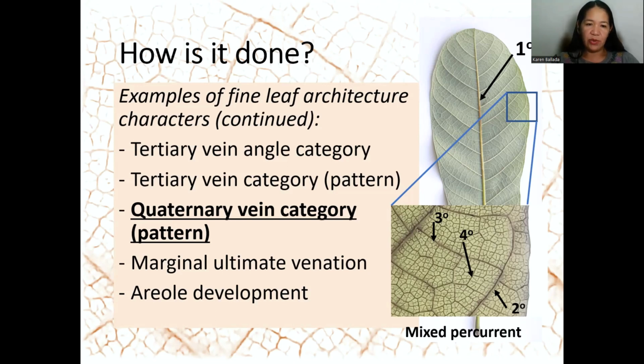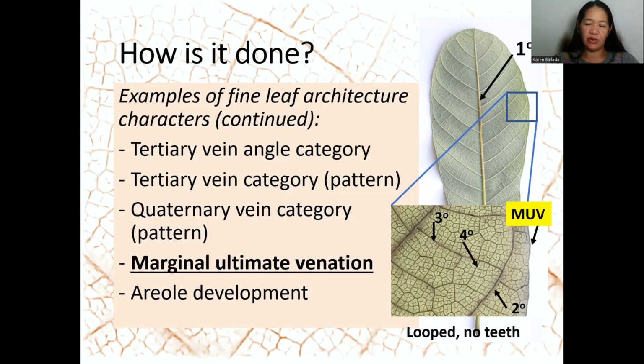And then you also have marginal ultimate venation. The marginal ultimate venation is located, of course, at the margin, as you can see in the yellow box. For my specimen, it is looped because the marginal ultimate vein recurves to form loops, and at the same time, it doesn't have any teeth. So there are no teeth.